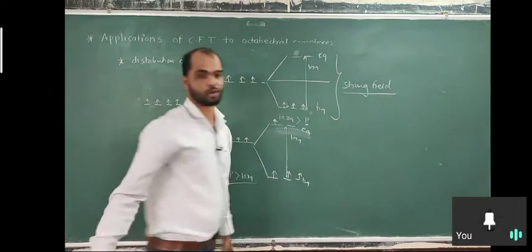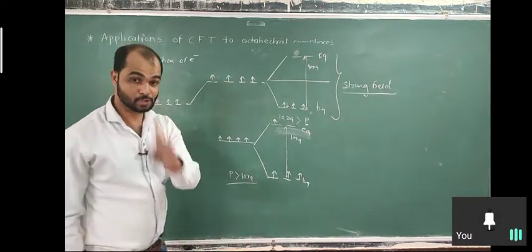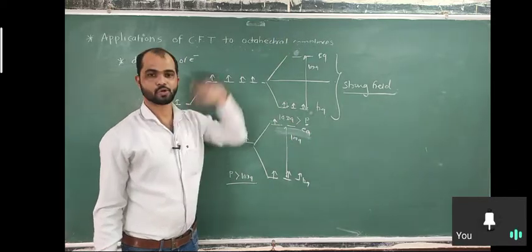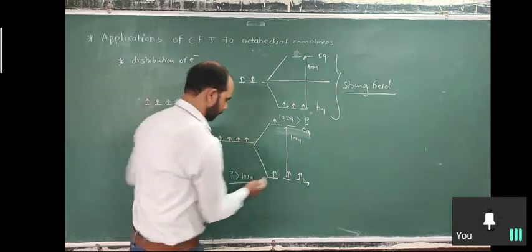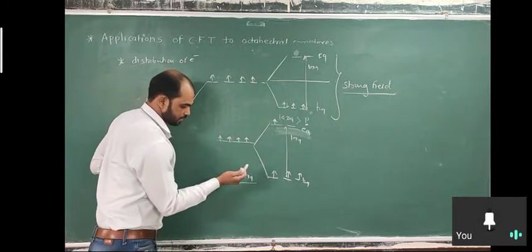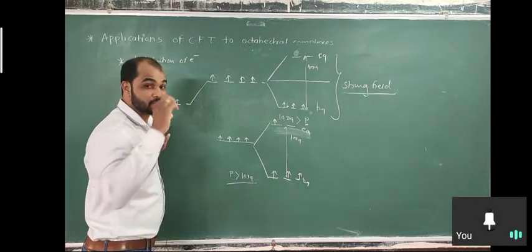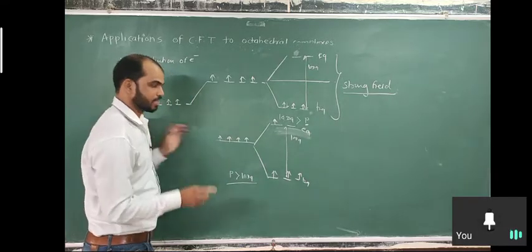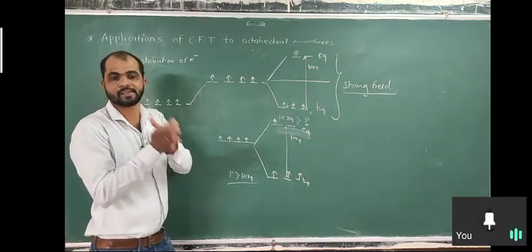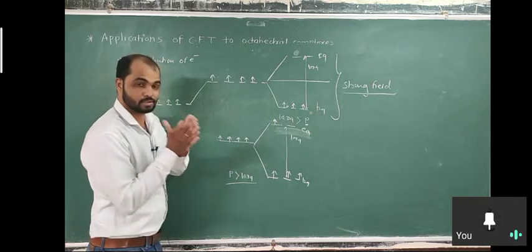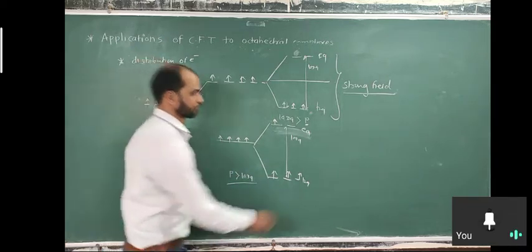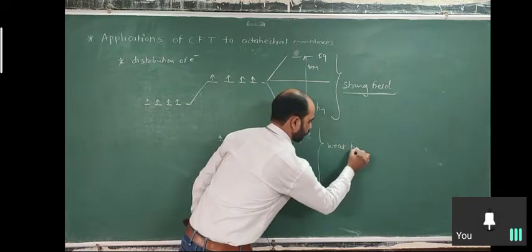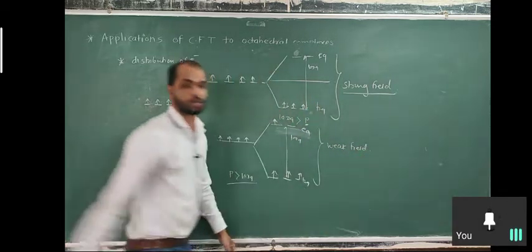In a strong field condition, pairing comes first as compared to promotion of the electron. And here the pairing energy is more as compared to 10 Dq, meaning 10 Dq is very small. That means there is less splitting caused by the ligands. Due to this we call it weak splitting. So this is a weak field. We call it weak field.